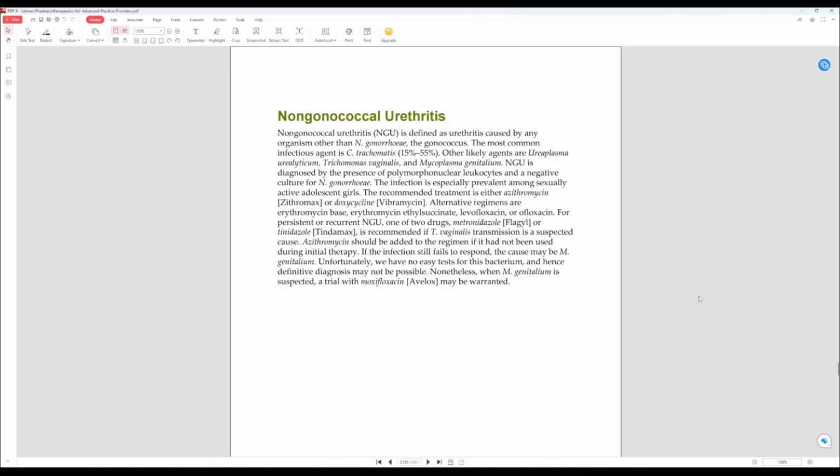Azithromycin should be added to the regimen if it had not been used during initial therapy. If the infection still fails to respond, the cause may be M. genitalium. Unfortunately, we have no easy test for this bacterium, and therefore definitive diagnosis may not be possible. Nonetheless, when M. genitalium is suspected, a trial with moxifloxacin may be warranted.